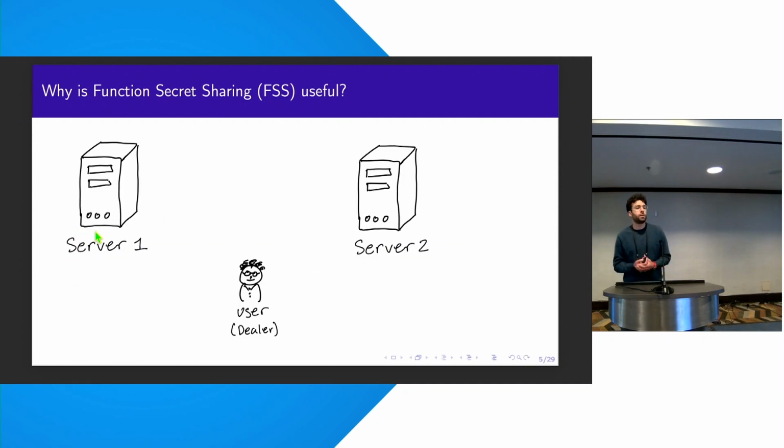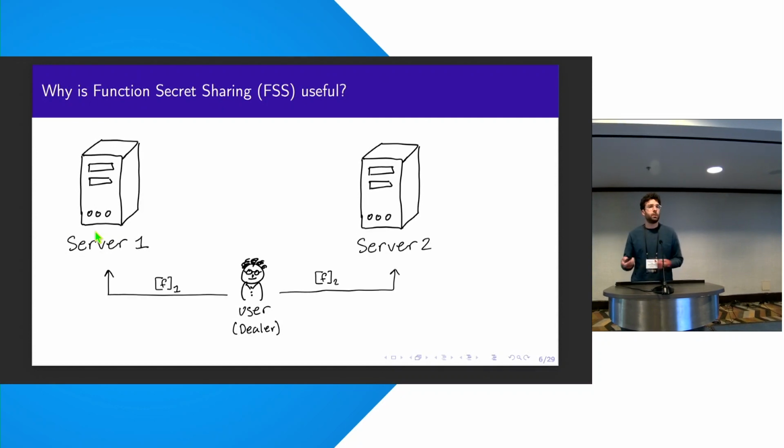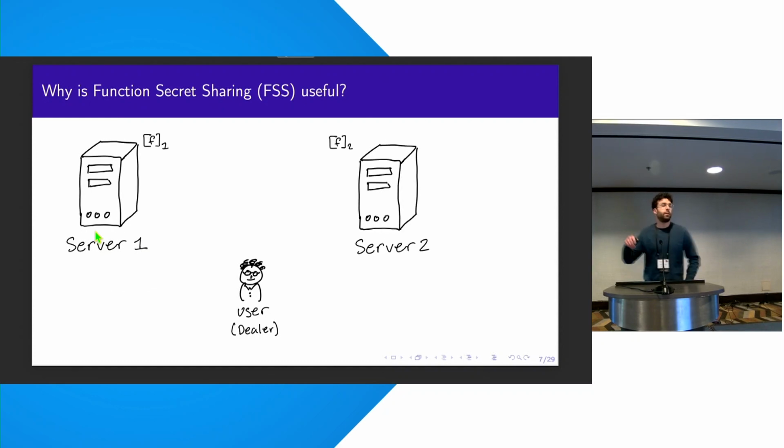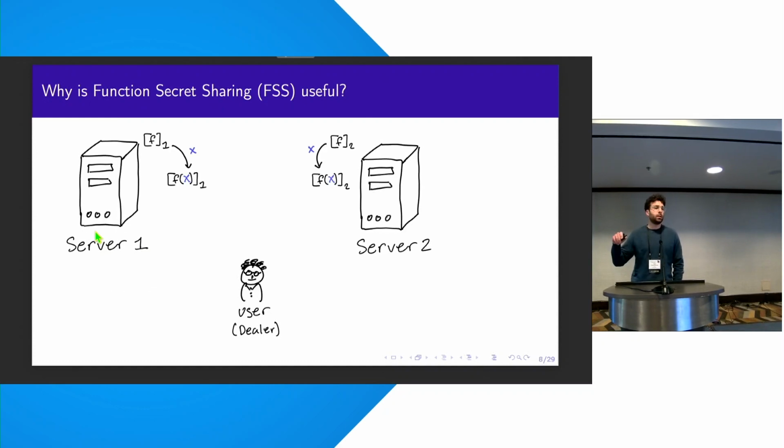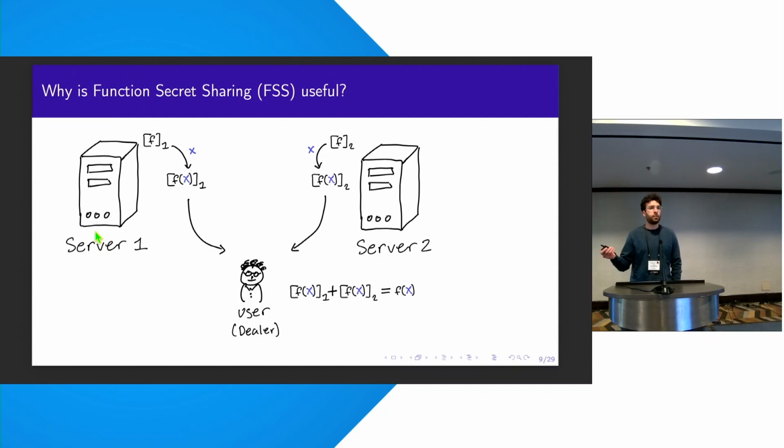So visually, we have a user here, who I'll also call the dealer, who can secret share the function with the 2 servers, for example. The servers then have shares of this function, and they can evaluate the function on some input x known to both servers, and then obtain secret shares of f of x non-interactively. Then they can send back these shares to the user, who can then recombine and get f of x locally.